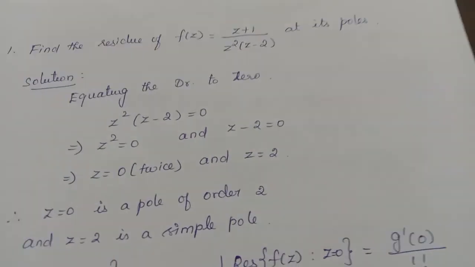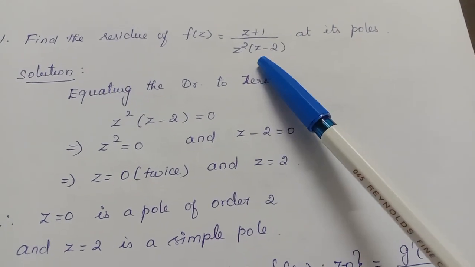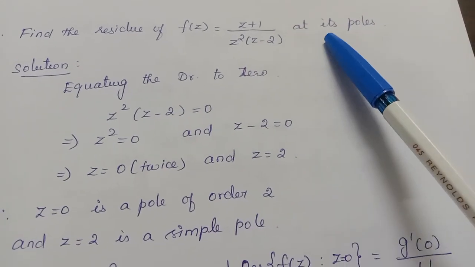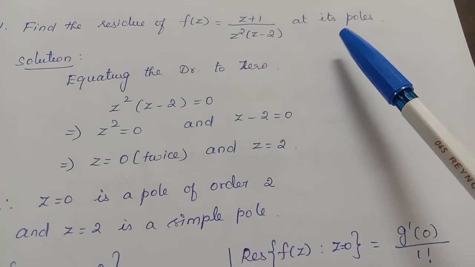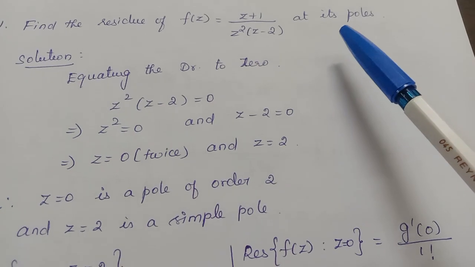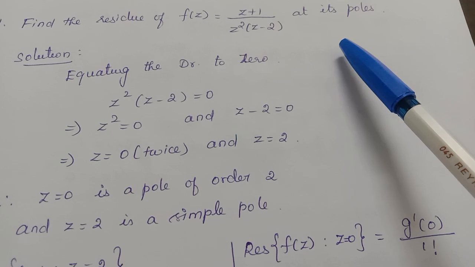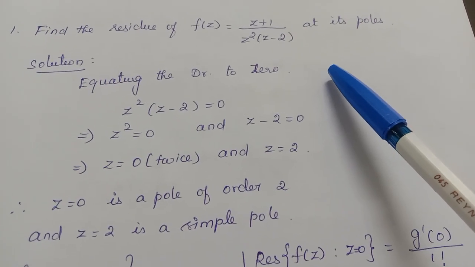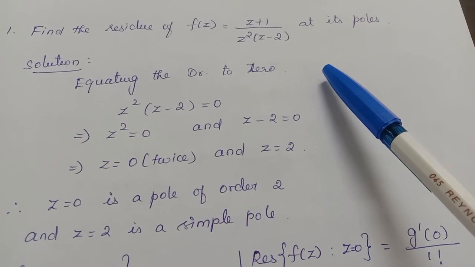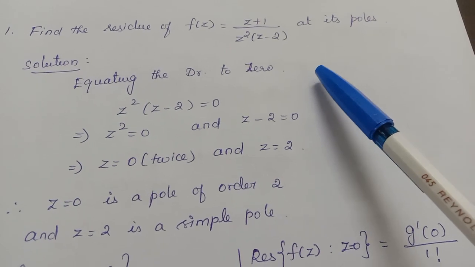Now let us do some problems for finding the residues. The first problem, find the residue of f of z equal to z plus 1 by z square into z minus 2 at its poles. See, while doing the previous problems, for finding the singularity, we have equated the denominator to 0 and then we identified the nature of singularity by writing its Laurent series. Okay, no need to go that way every time, because in the initial stages, for understanding the concept, you have to do it that way. Afterwards, no need to write.